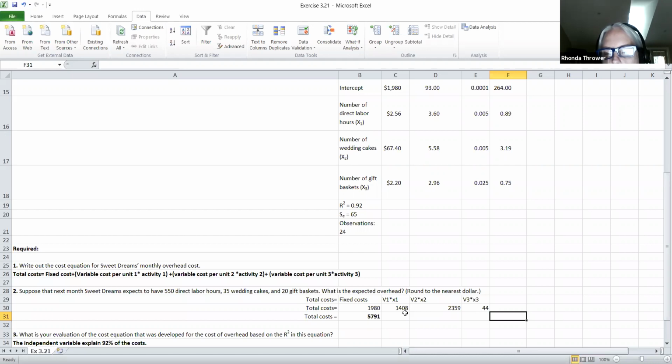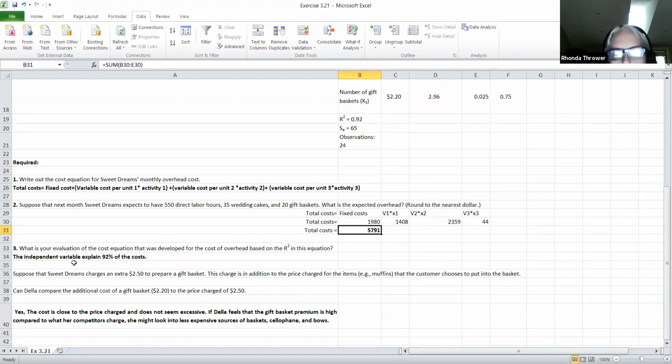So my variable costs are $14.08 plus the variable cost for wedding cakes, which was $23.59, plus the variable cost for the gift baskets. All three of these are added together, and then we combine it with the fixed cost, and that will give us the total cost for part two. So that's how they put it into the cost formula.